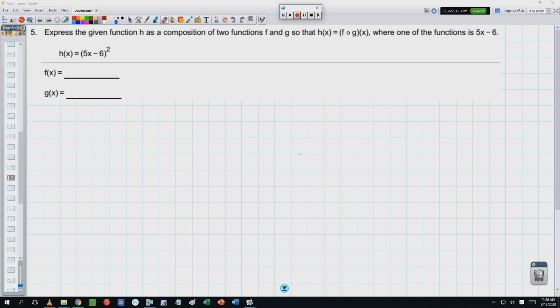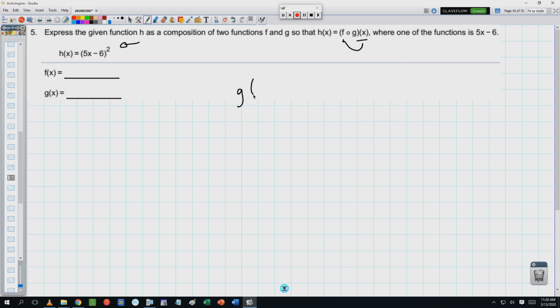Express the given function h as a composition of two functions. That's where we weave two functions together, f and g, so that h of x is equal to f of g of x. Since g is the second one, it is going to be plugged into the f function, where one of the functions is 5x minus 6. The goal is to get this 5x minus 6 with a square.